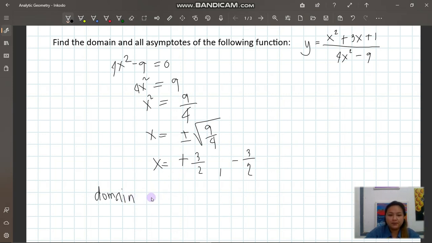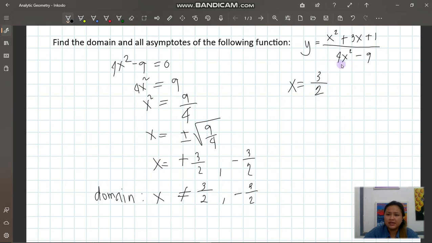So our domain can be written as x should not be equal to 3 halves or negative 3 halves, because at these values the denominator becomes zero. And then the asymptotes are represented by the zeros of the denominator. So they are the lines where x is 3 halves, and the curve does not touch those lines.